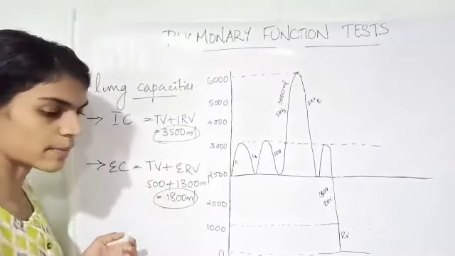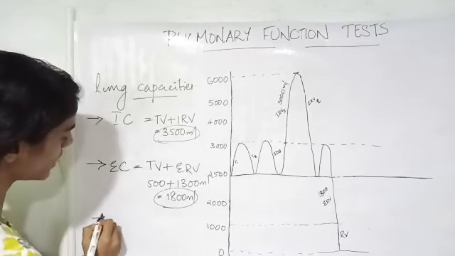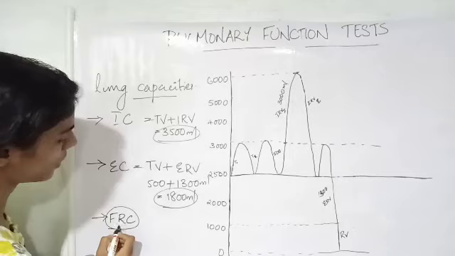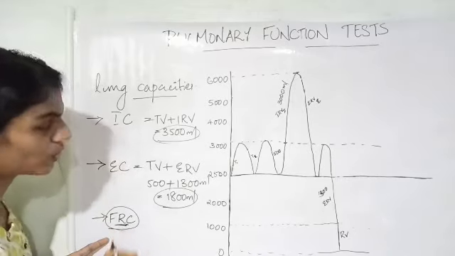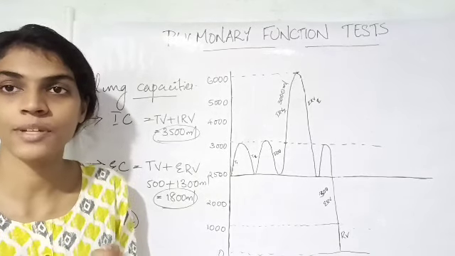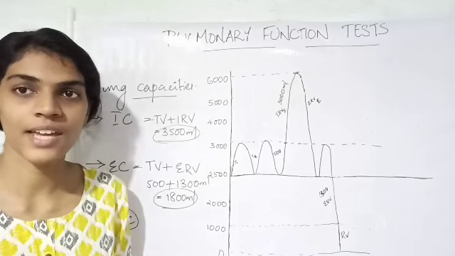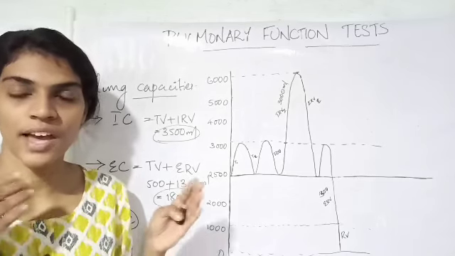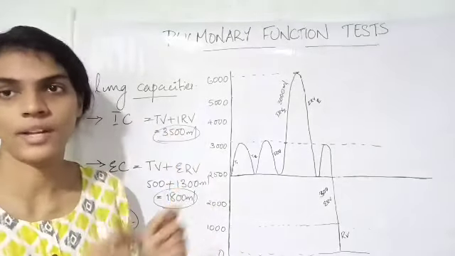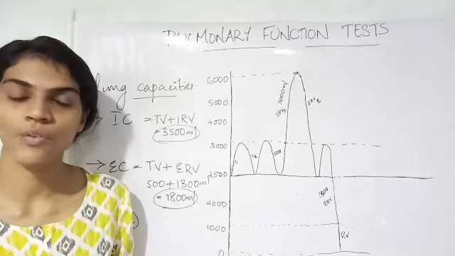I hope inspiratory capacity and expiratory capacity are clear. Next one is functional residual capacity. There is one term, residual. Residual means something which resides. Air can reside. We have just seen that some air can reside within the lungs even if we are having a forceful expiration. That is what is called the residual volume. So this capacity obviously includes residual volume.